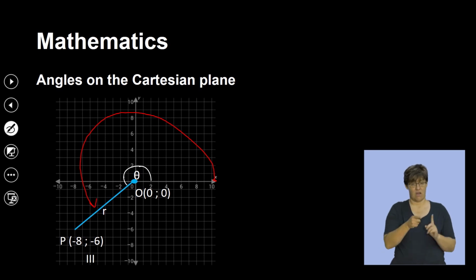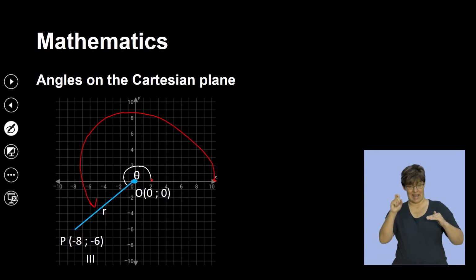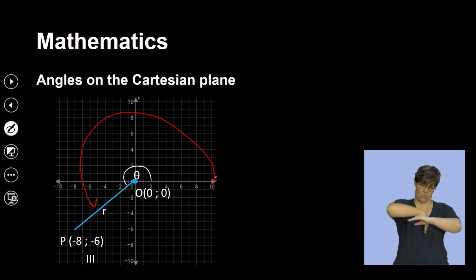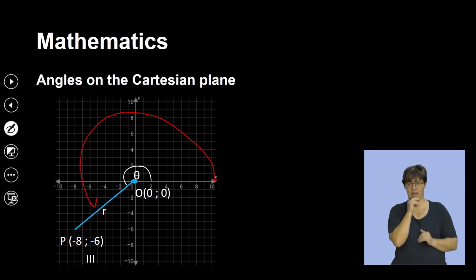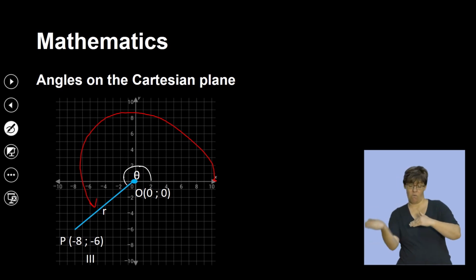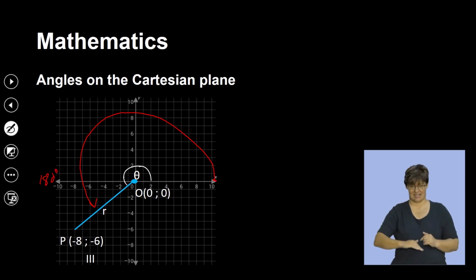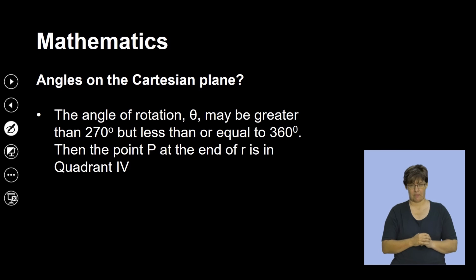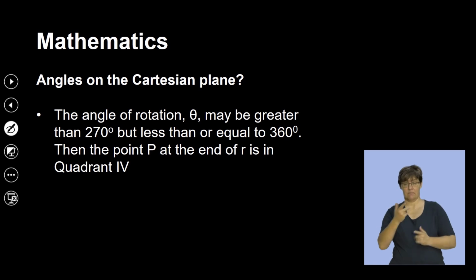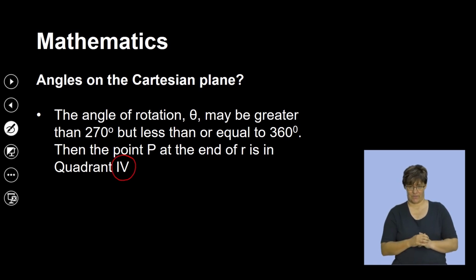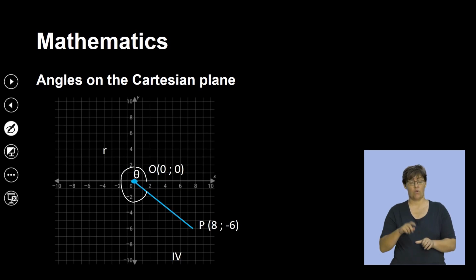So the angle theta will be from this horizontal axis going to the line R, and that will be the angle that is greater than 180, which is normally here, but less than 270 degrees. We normally call this a reflex angle. And then if our angle is greater than 270 but less than 360, this point will be placed in quadrant number 4. And in quadrant number 4, remember the x is positive, but the y is negative.